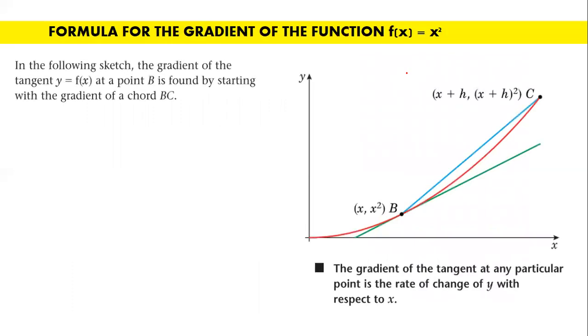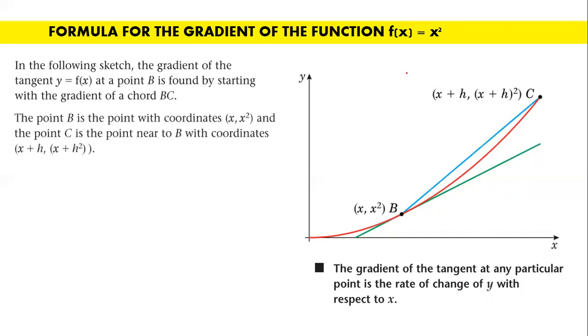Now, let's try to devise a formula for the gradient of the function f(x) = x to the power 2. In the following sketch, the gradient of the tangent to y = f(x) at a point B is found by starting with the gradient of a chord BC. Remember that the gradient of the tangent at any particular point is the rate of change of y with respect to x.